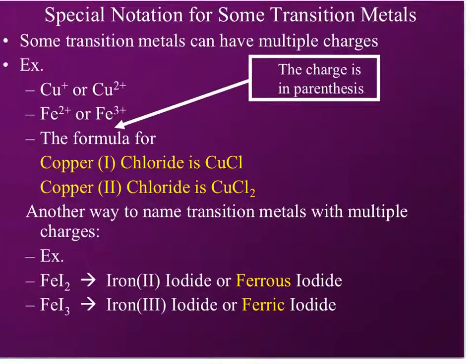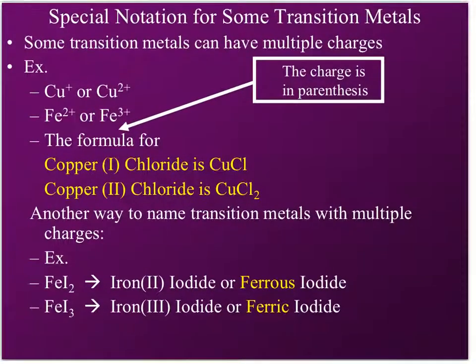You'll notice copper can have a +1 charge or a +2 charge. Same thing with iron: iron can have a 2+ or a 3+. So what we need to do is tell which one of those we have. For example, if it's copper with the +1 charge, instead of putting +1, they use a Roman numeral 1. So Roman numeral 1 means +1. If it's copper with a 2+ charge, it's Roman numeral 2.